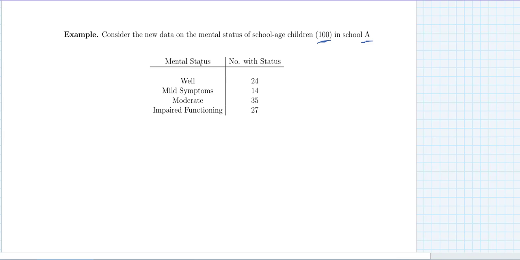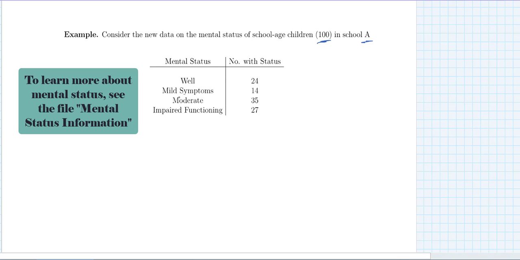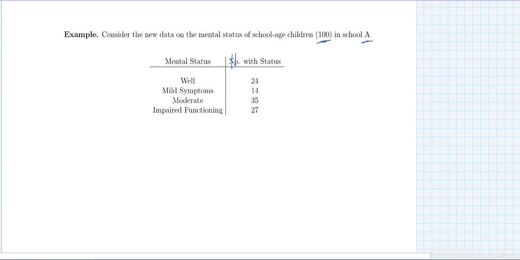Okay, so we have mental status listed: well, mild symptoms, moderate, and impaired functioning. And here we have number, this is not a no, number of children with that status. Okay, so well has 24, mild symptoms has 14, moderate is 35, and impaired functioning has 27. Okay, so let's go ahead and start with our two questions. Question 1, who are the individuals?